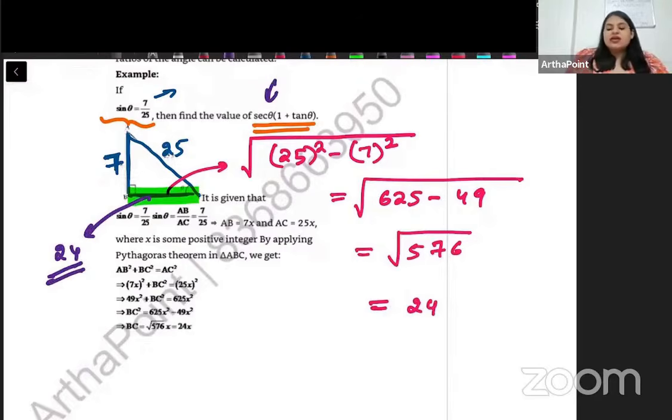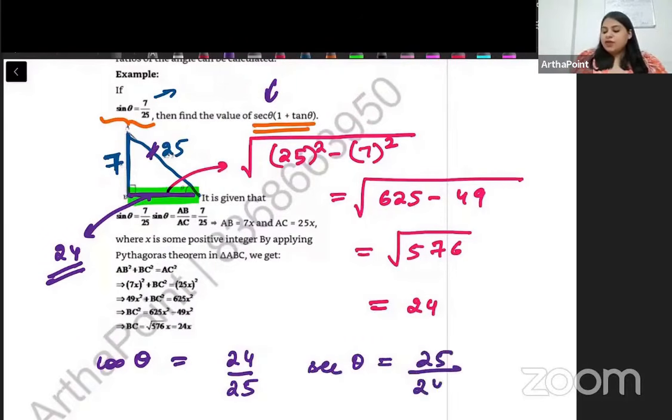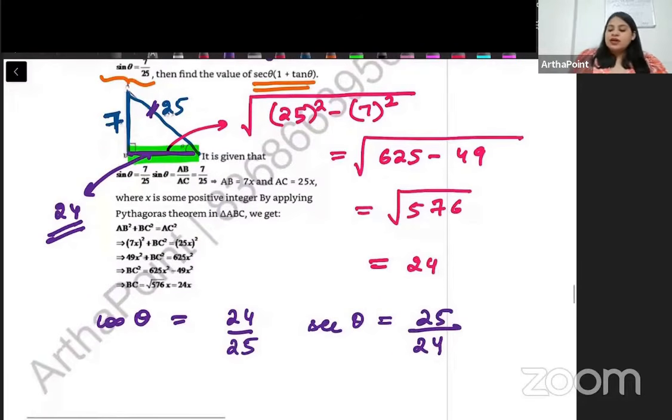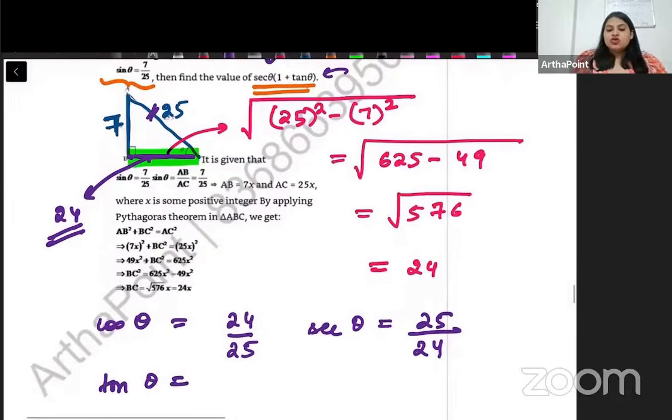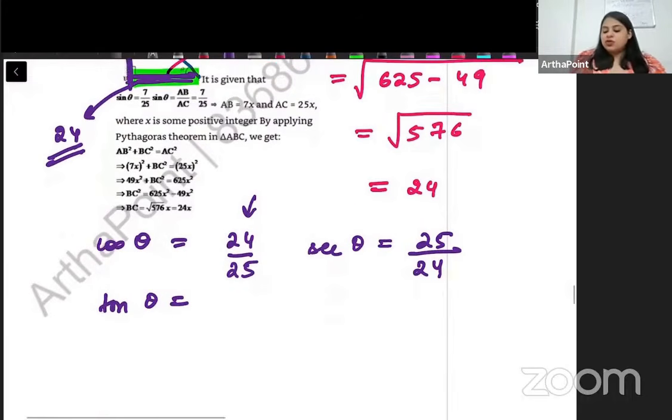Now what is sec theta? Sec theta is the reciprocal of cos theta. So what is cos theta? Cos theta is base by hypotenuse, so 24 by 25. So sec theta will be 25 by 24. Right? Tan theta is sine theta by cos theta. So cos theta is 24 by 25 and sine theta is 7 by 25. Or just do perpendicular by base. So 7 by 24 will come out to be tan theta.